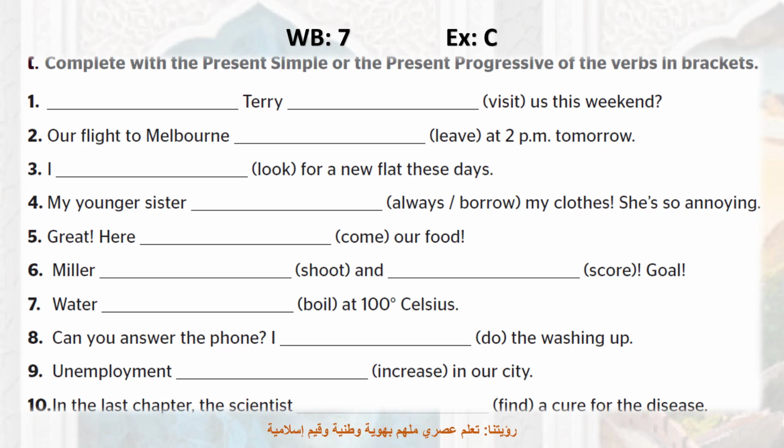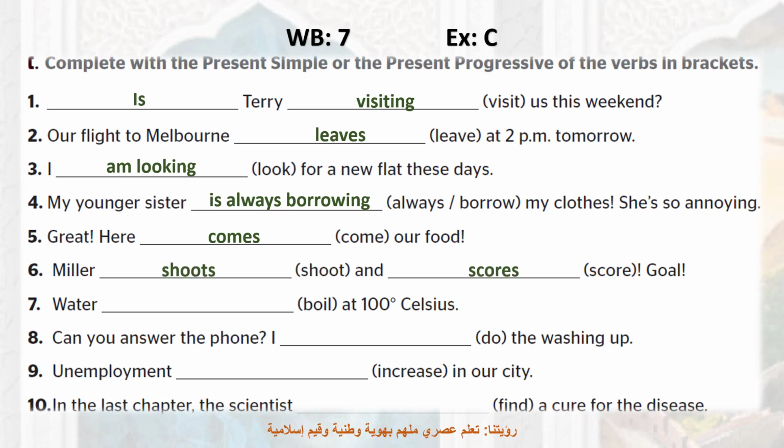Here are the answers of workbook, page 7, exercise C. 1. Is visiting. 2. Leaves. 3. Am looking. 4. Is always borrowing. 5. Comes. 6. Shoots, scores. 7. Boils. 8. Am doing. 9. Is increasing. 10. Finds.